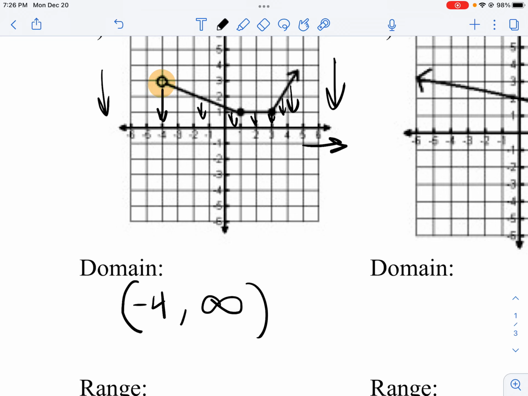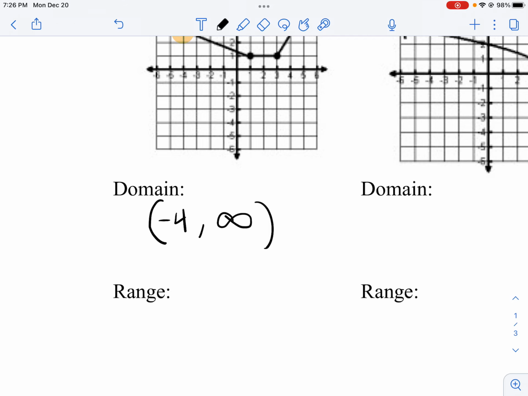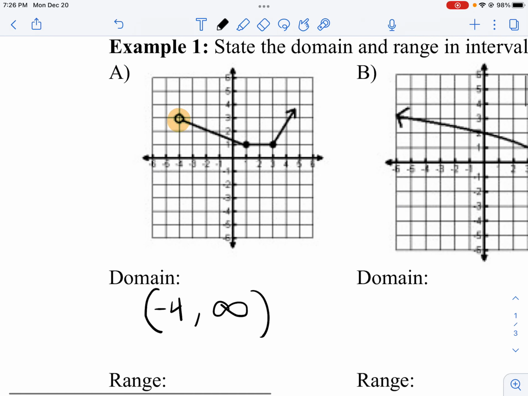It's not going to stop. It's going to keep going. And in this direction is positive x's, so we call it positive infinity. Alright. And then we do the range. Actually, let's focus on domain first, and we'll come back for the range.